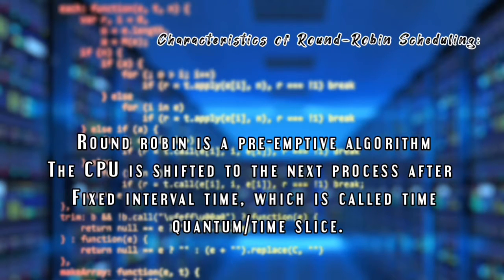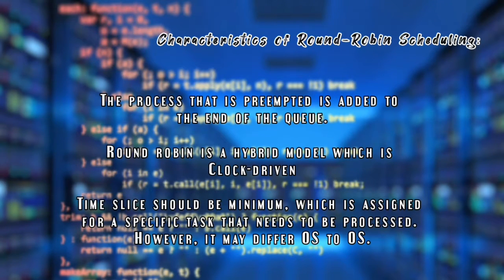Characteristics of round-robin scheduling. Round-robin is a preemptive algorithm. The CPU is shifted to the next process after a fixed interval time, which is called time quantum or time slice. The process that is preempted is added to the end of the queue. Round-robin is a hybrid model which is clock-driven. The time slice should be minimum, which is assigned for a specific task that needs to be processed.